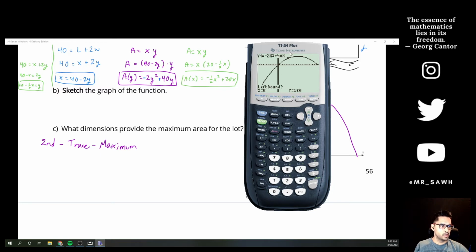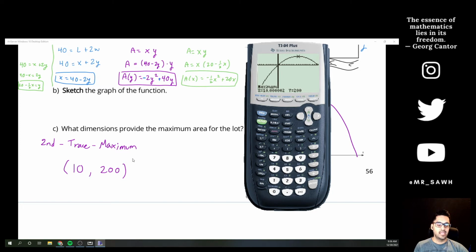So define where your calculator is going to search. On the left side of the vertex, hit enter. Move it over to the right side of the vertex, so keep going just till you're on the right of it. Doesn't really matter how far, there's no specific point, just on the right side of that vertex. So hit enter again. My calculator will search in between, and here's what these coordinates are going to tell me. So the actual vertex is at 10, 200.